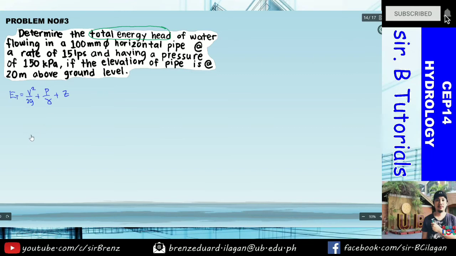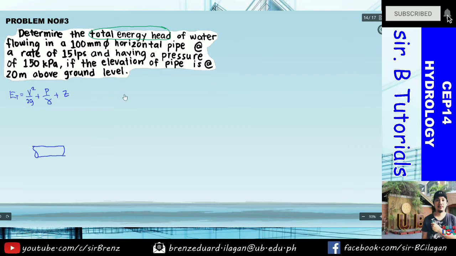So, drawing lang natin. Tandaan nyo, mahalaga yung bawat statement sa problem. Sabi dyan, horizontal pipe. When we say horizontal, nakahiga lang yung pipe mo. And, ano pang given dyan?